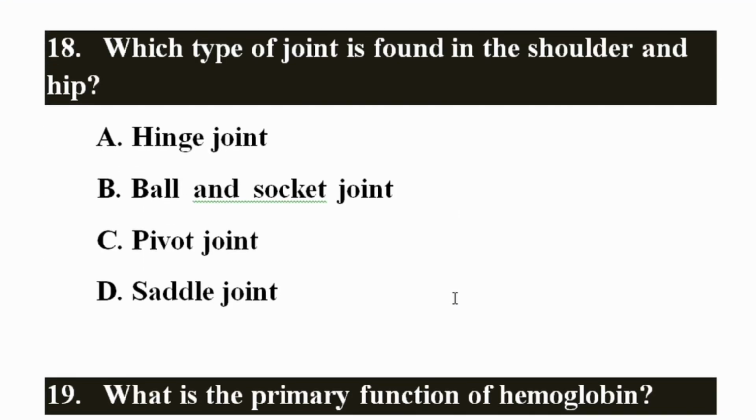Which type of joint is found in the shoulder and hip? The right option is Beta, ball and socket joint. These joints allow for a wide range of movement in multiple directions.